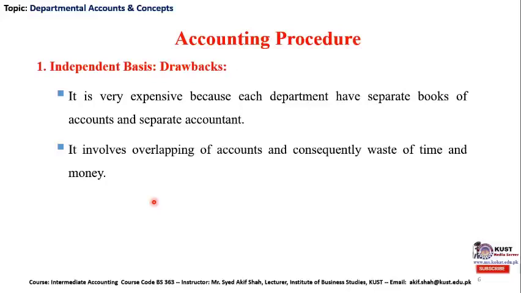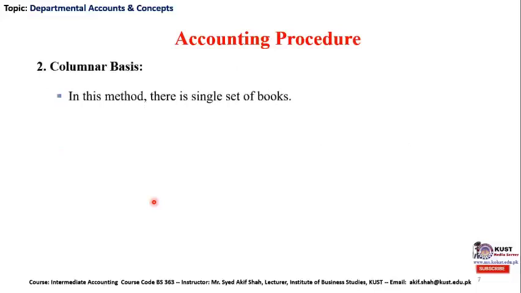Also, it consumes too much time and money of the company to carry on with the independent basis of departmental accounts. The second one, which is most usually used by different companies, is used if the number of departments in a particular company is less than 5 or less than 7. So normally such kind of departmental accounts, or the basis accounting procedure, is used by most of the companies because this enables the accountant to have a single set of books.